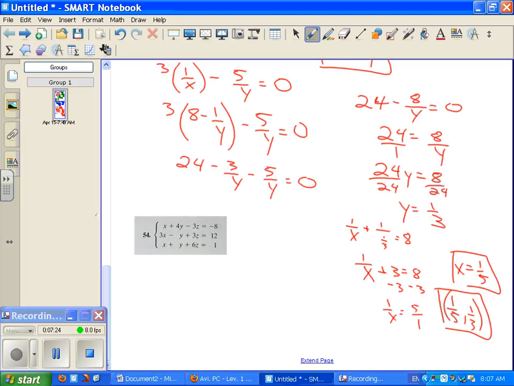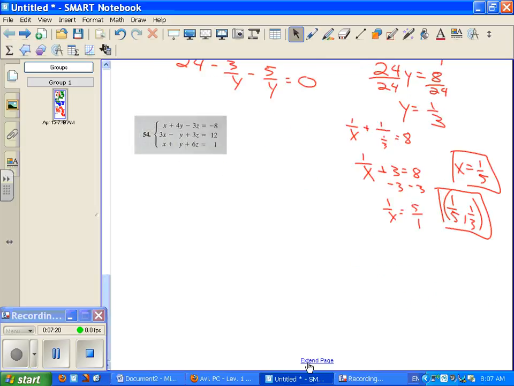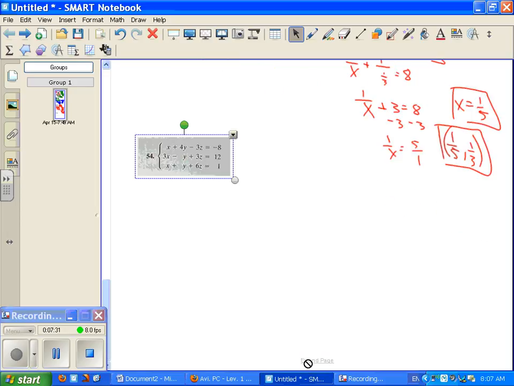Substitution I thought was way simpler. So, you know what they can do with their little hint.